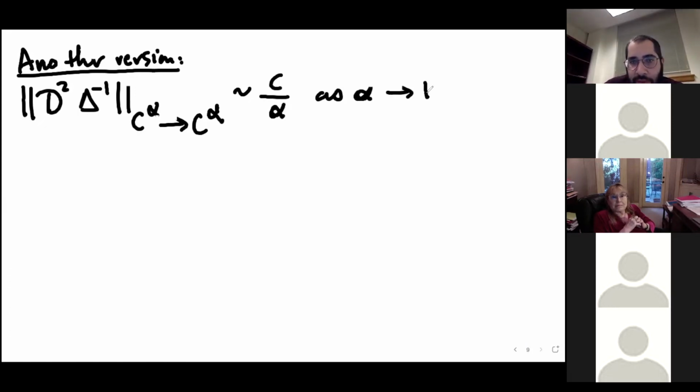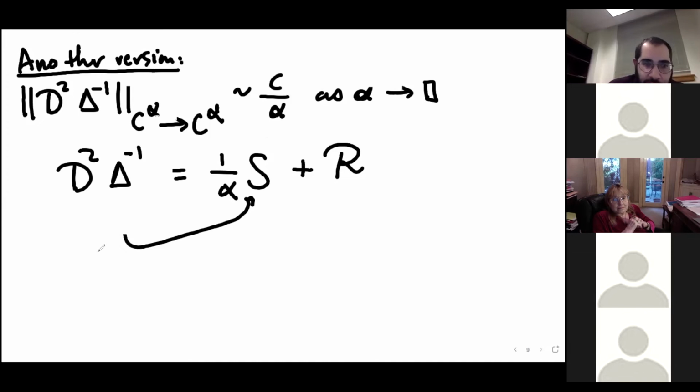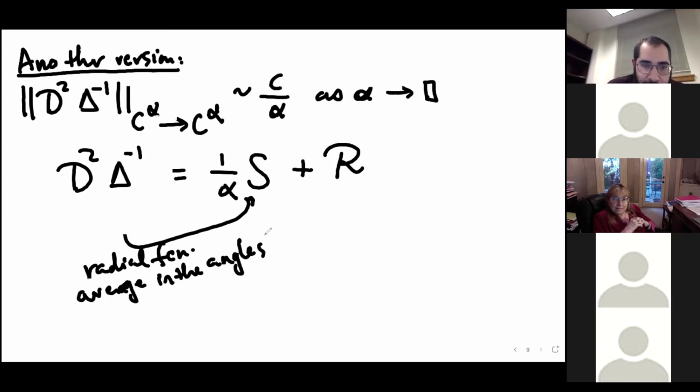So there's a problem at the integer points, right? And one way of stating this lemma is that this is not true for general functions, but in a certain functional setting, you can decompose this into a singular part, which carries this large constant, plus a regular part, which is order 1. And this is going to be uniformly bounded independent of alpha. And S is quite simple. So it takes any function and outputs a radial function. And it's essentially an average in the angles. And you can do this in C1 alpha and C2 alpha.